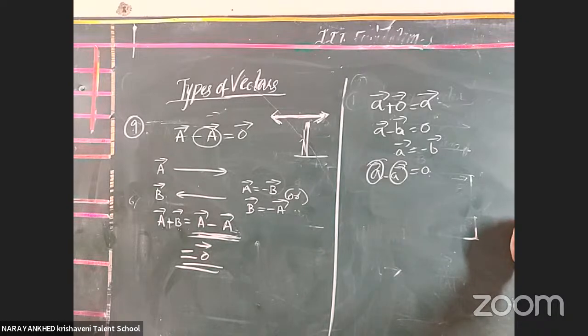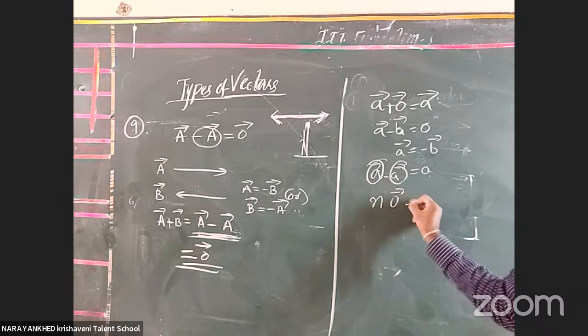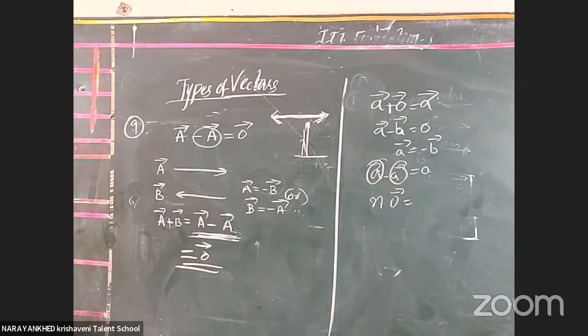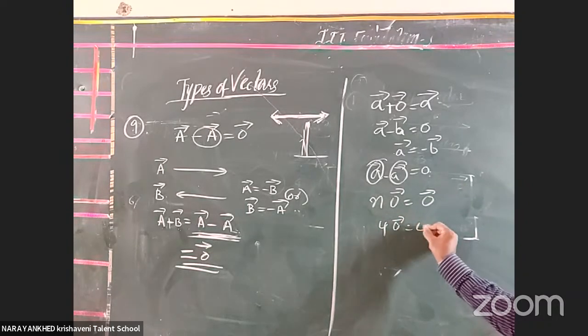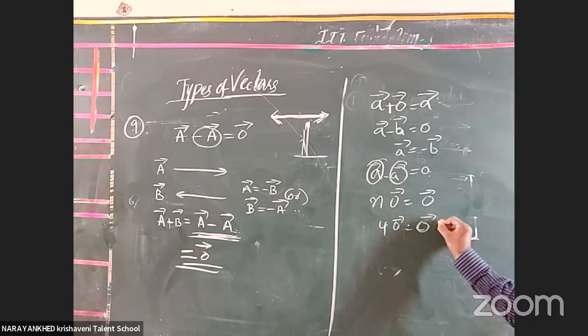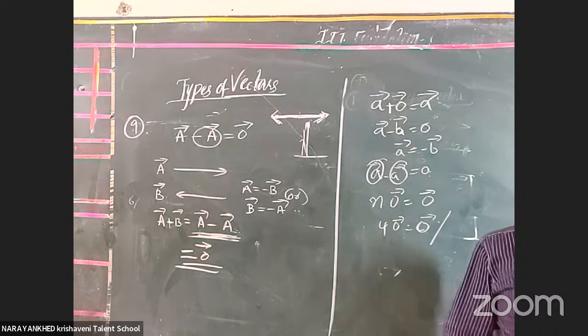Next, when we multiply the null vector with any number, that vector becomes a null vector only. Clear or not? Any number, suppose 4 into 0 bar, it becomes 0 bar, not 4. Generally this is used for multiplication. Understood or not? When you get problems, this will help you.